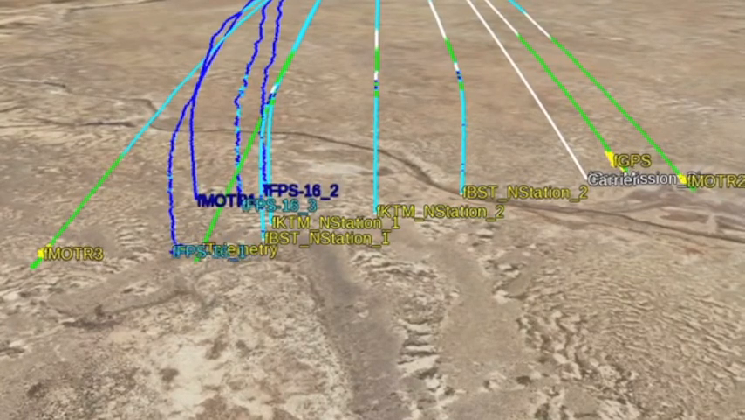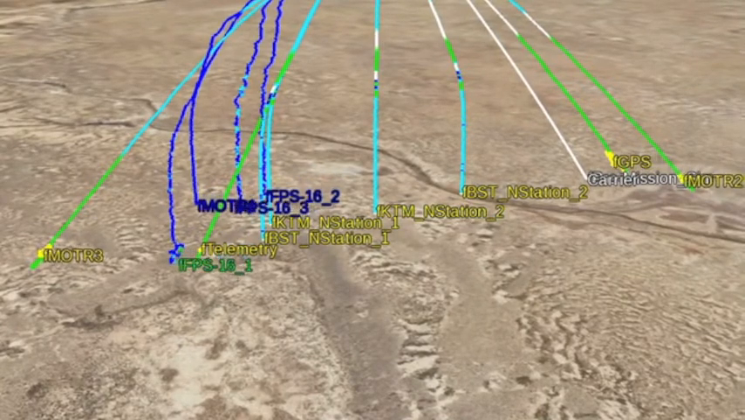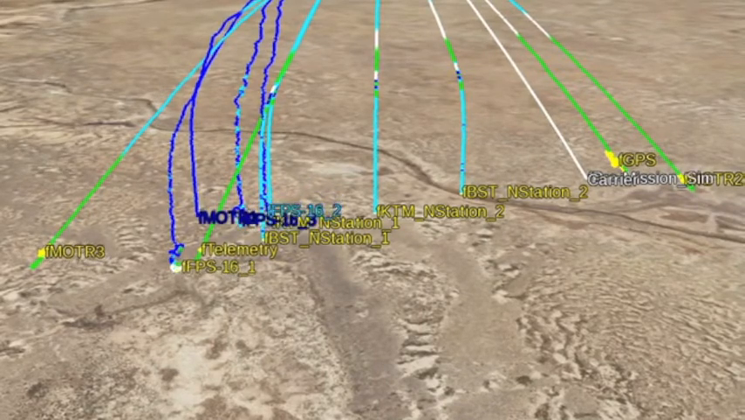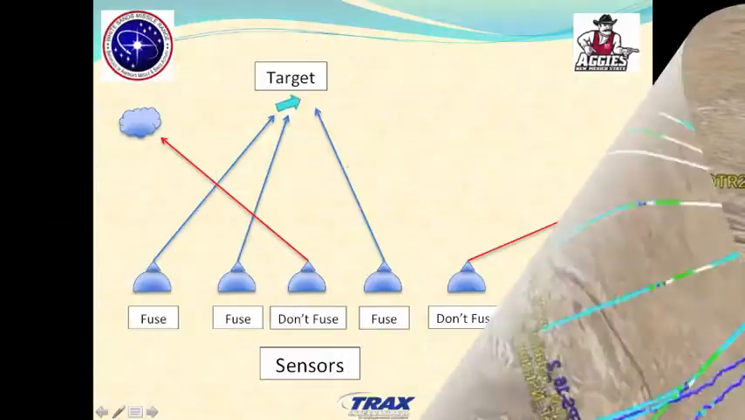Now you can see all the submunitions have hit the ground, and all that's left is the panels as they float down until they're finally all grounded and the mission is over.